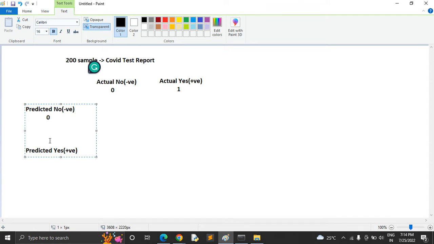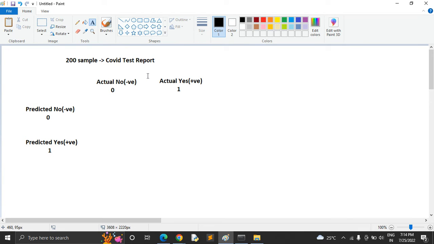Okay. Predicted yes or positive. Also, this will be referred to as one. So what we are doing is examining whether the patients have COVID in reality and what the prediction of your machine learning algorithm is. Whether your algorithm predicts the same result which is there in reality or predicts something different. So the confusion matrix is kind of an error evaluation matrix that we get.